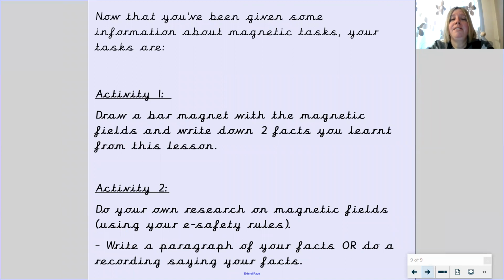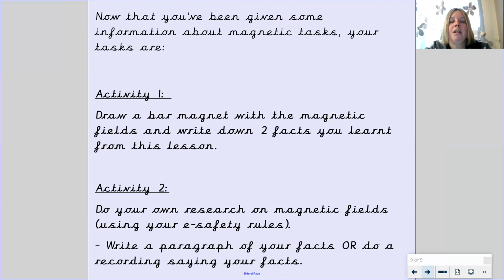Now that you've been given some information about magnetic forces, your tasks are: Activity 1. Draw a bar magnet with the magnetic fields and write down 2 facts you learnt from this lesson. So you will need to draw your bar magnet, and then you will need to label the poles, and then you will need to show the magnetic fields. Then you will need to write down 2 facts that you have learnt.